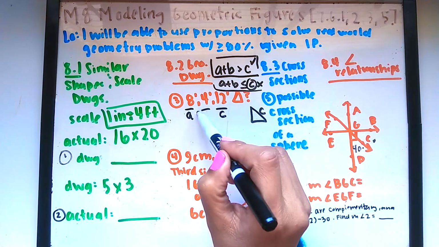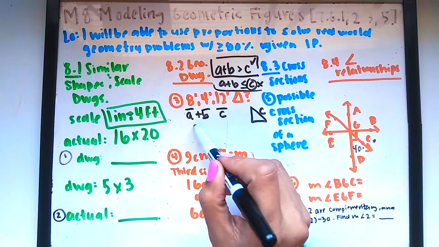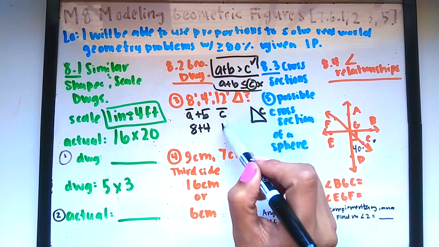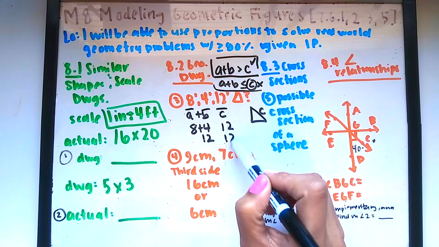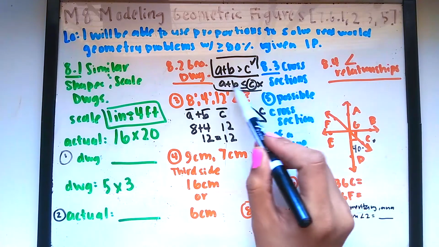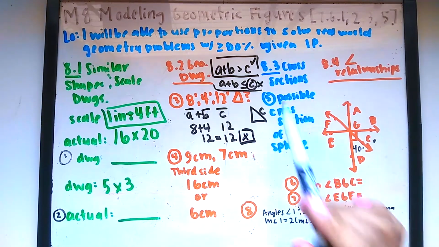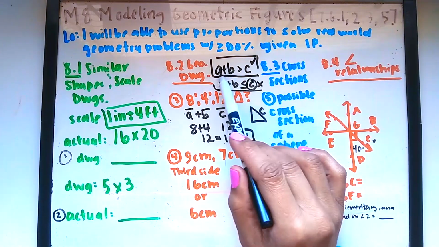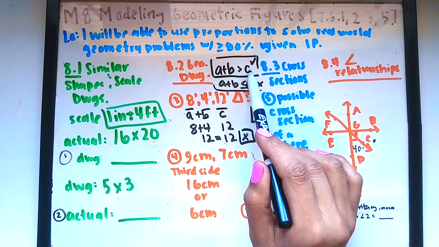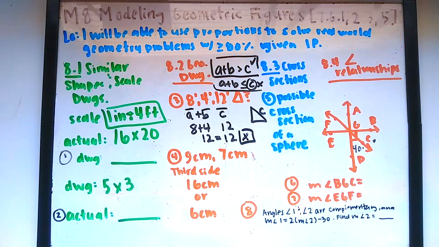I can name the others A and B, and I'm gonna compare that. A plus 4, and I have 12 right here. That will be 12, and 12 equals 12. Therefore, because it is equal, this is not a triangle. The sum of A plus B has to be greater than C in order to be a triangle.